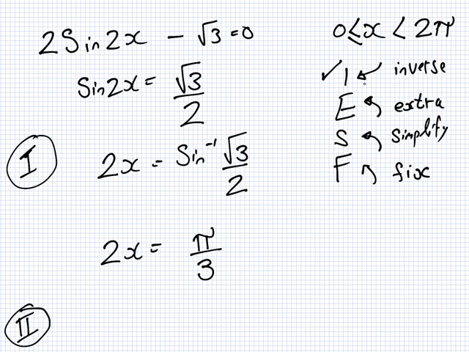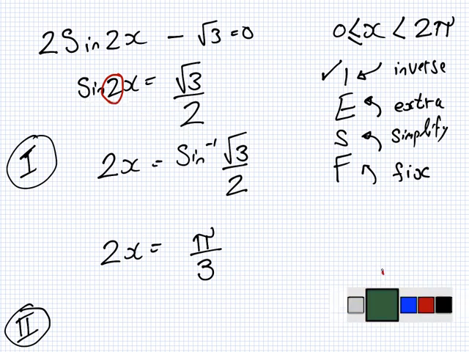Step 2 is the extra answers. How many answers are there? Well, earlier I said there's always 2 answers. But because this has a 2x in it, the effect of having the 2 here is to make twice as many answers. So instead of having 2 answers, we'll have 4 answers now.